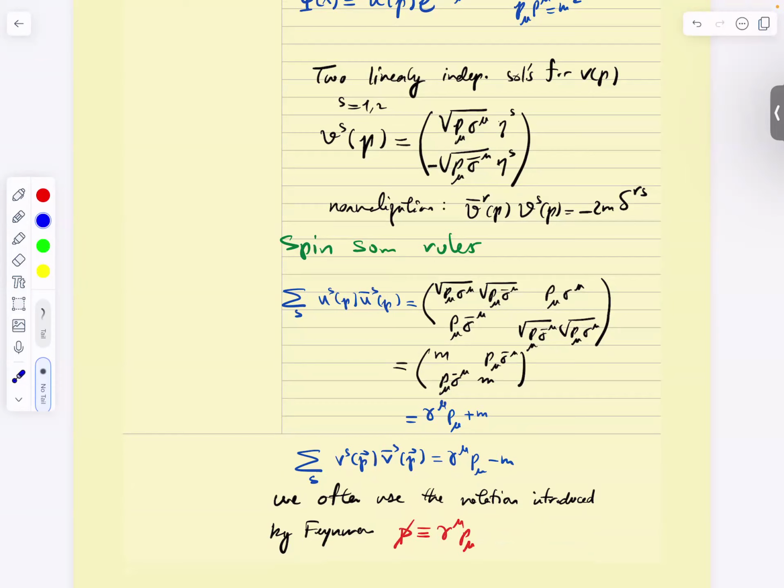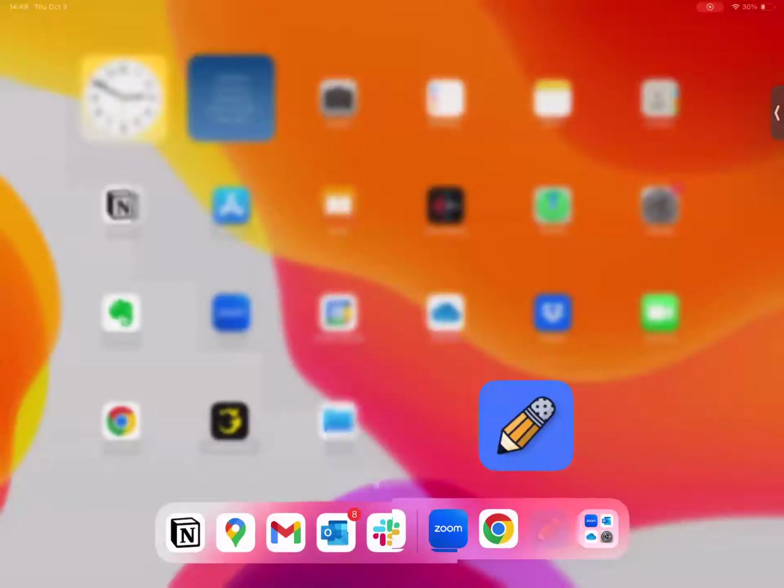We'll make a big deal out of antiparticles, as we should, because they're a big deal. All right, let me just say one thing, because I don't think that I went on enough tangents today.